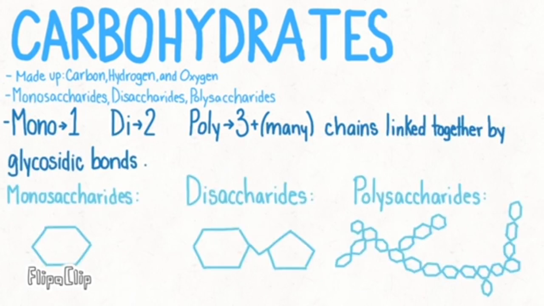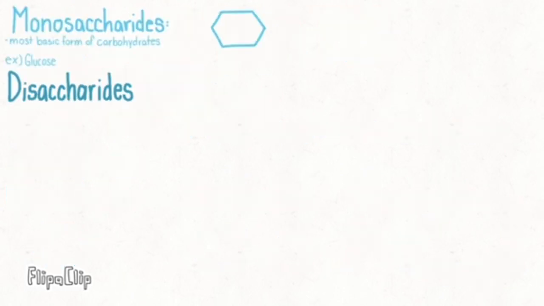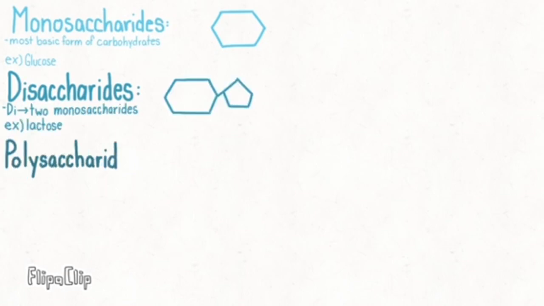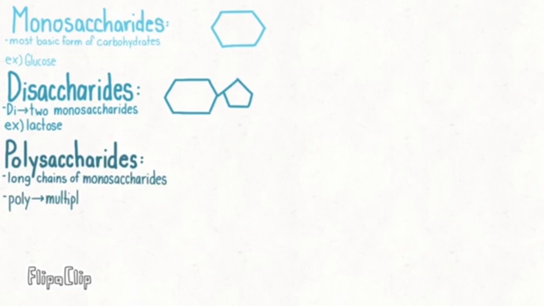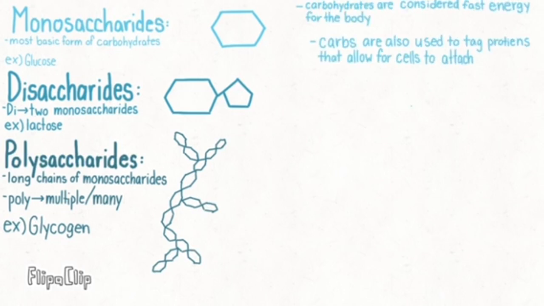These are the structures of the basic building blocks. Monosaccharides are the most basic. For example, glucose is a monosaccharide. Then disaccharides are two monosaccharides put together, for example, lactose. And polysaccharides are long chains of monosaccharides, for example, glycogen. These carbohydrates are fast and quick energy that is short-term for the body, and they tag proteins that allow materials to attach and help cellular communication.